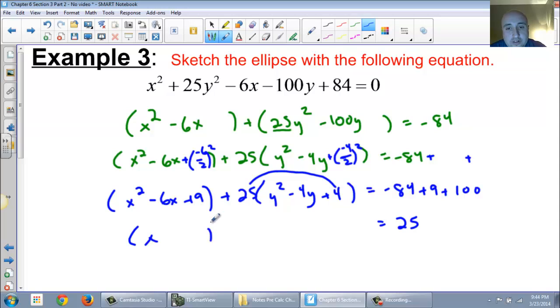So now we're going to factor the left-hand side. What two numbers multiply to be 9 and add to -6? Multiply to be 9, add to -6 is -3, plus 25. Factor this part. What two numbers multiply to be 4 and add to -4? Multiply to be 4, add to -4. -2 would be the answer to that one.